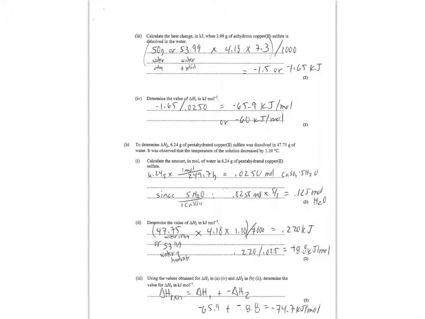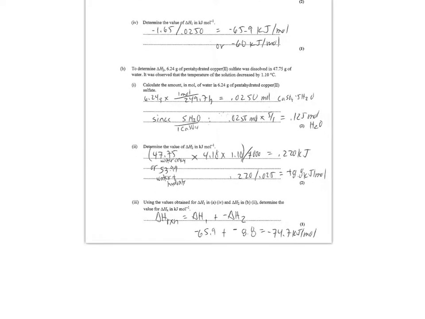Now, this isn't kilojoules per mole yet because we haven't divided by our molar amount. So that's part 4. What is the kilojoules per mole? Well, we already know it was 0.0250 moles of anhydrous that we dissolved. So I take my negative 1.65 kilojoules, divide by the 0.0250 moles, and I come up with negative 65.9 kilojoules per mole, or negative 60, depending upon which mass value you used. Moving on to part B then, part B talks about reaction 2.